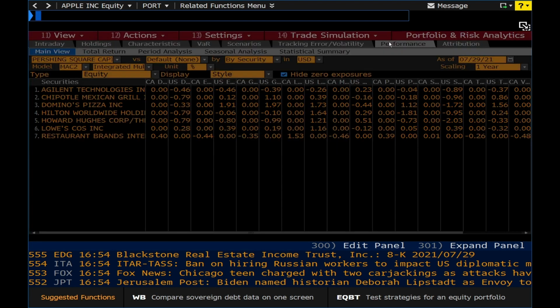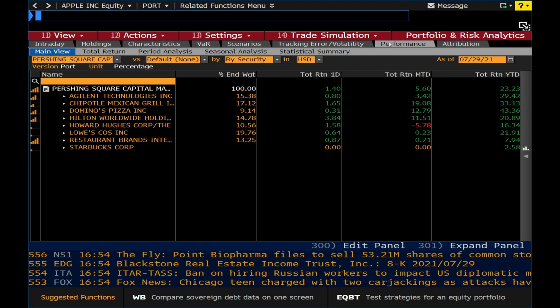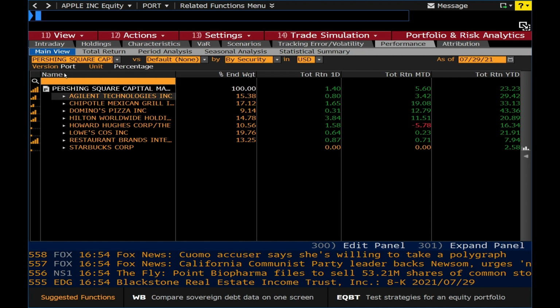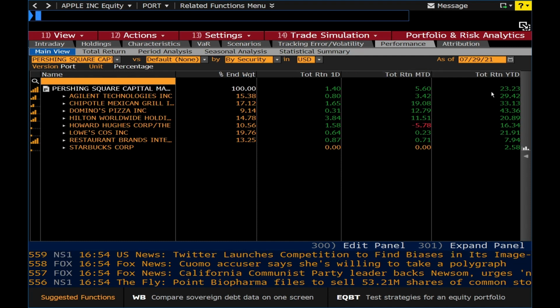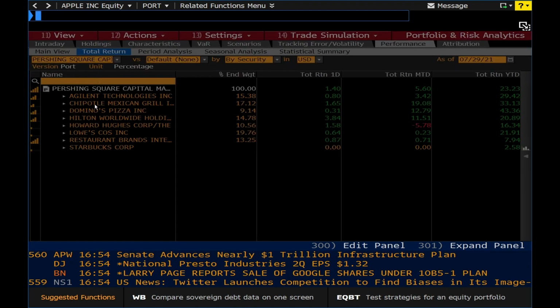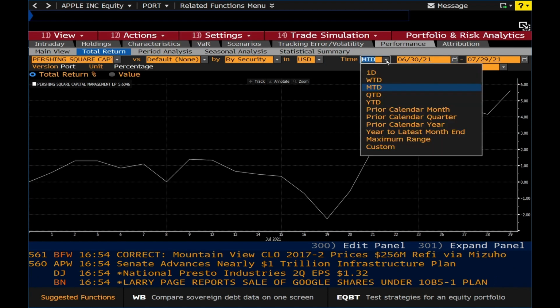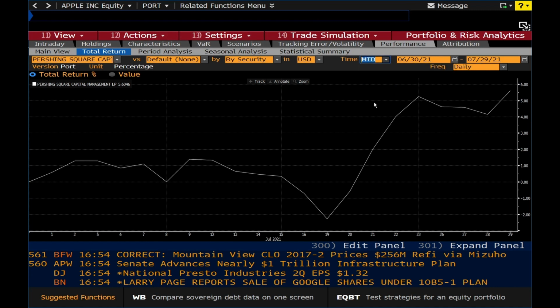So performance, this is where a manager will be spending a lot of their time, looking at how well their portfolio is performing, or maybe not so much. There's our main view here, of course: return month to date, total return year to date, return for the last day. Now let's come over to total return. We can customize our view, so let's say year to date here.